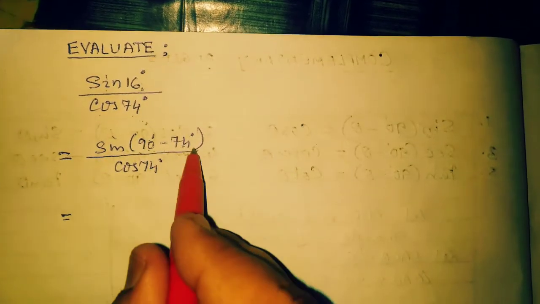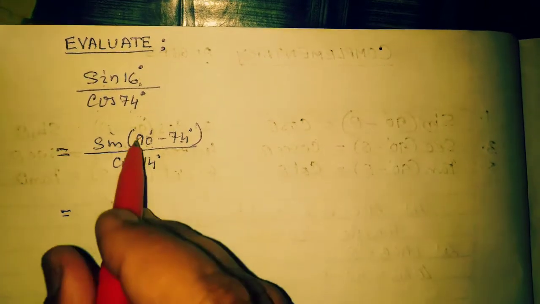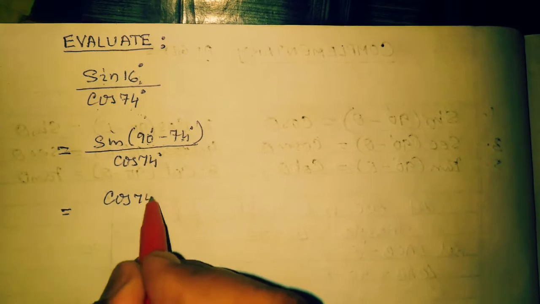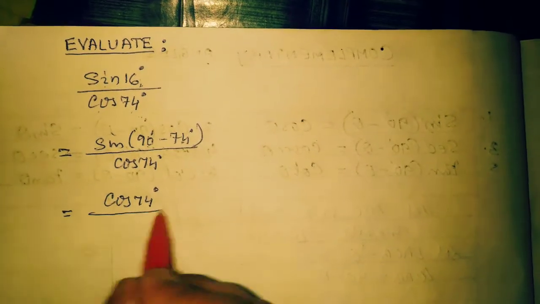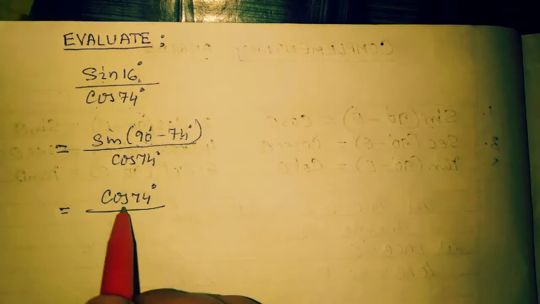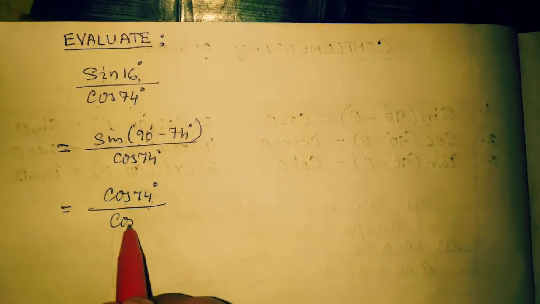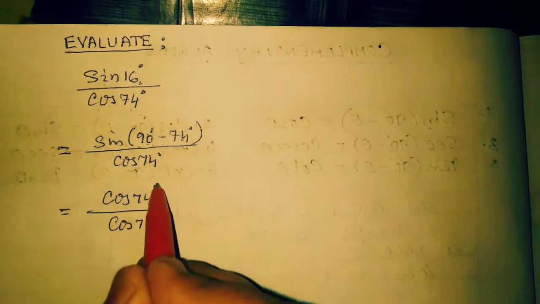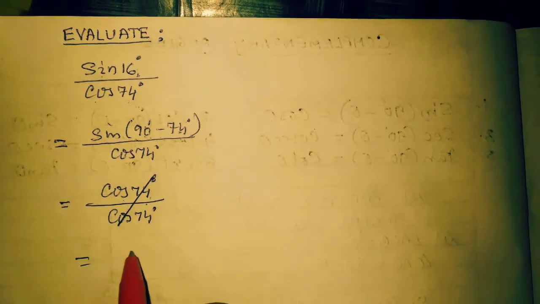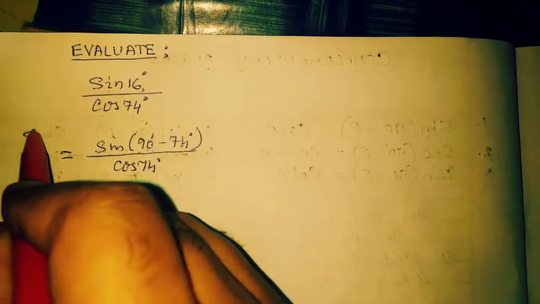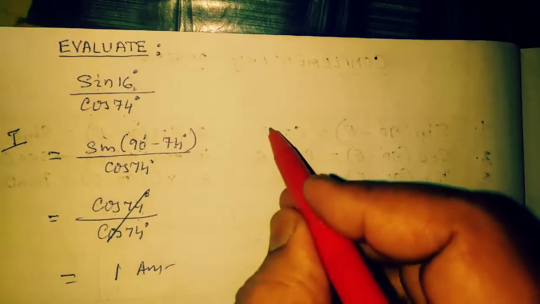Now we'll see here sine 90 minus theta, that formula you know. What is the sine 90 minus theta formula? That is cos theta. So this is coming cos 74 degree, because sine 90 minus theta is cos theta, and theta is 74 here, divided by cos 74 degree. So this way we'll cancel cos 74, cos 74. The answer will be 1. This is the first method, and if you do it this way, then also it is correct.